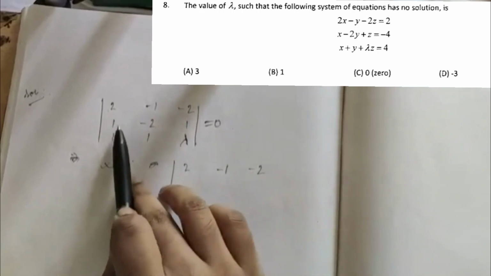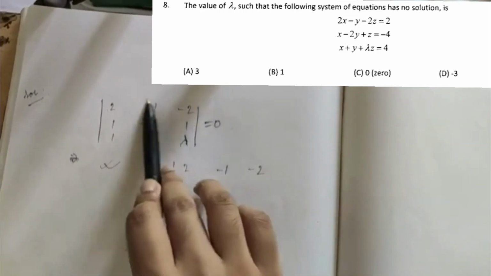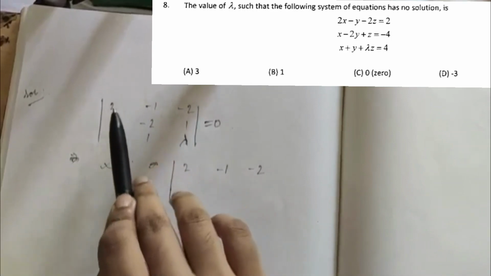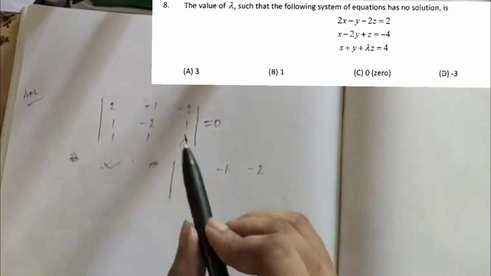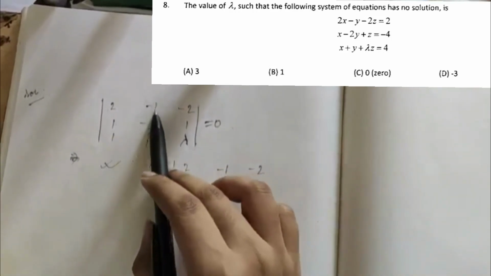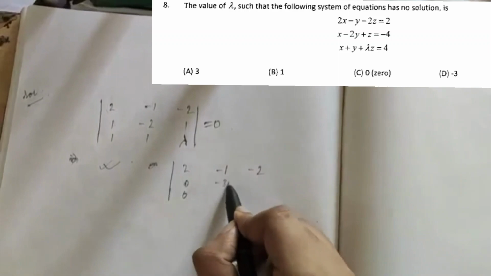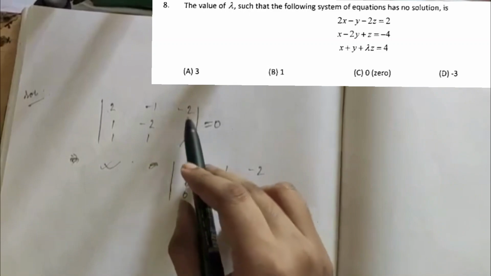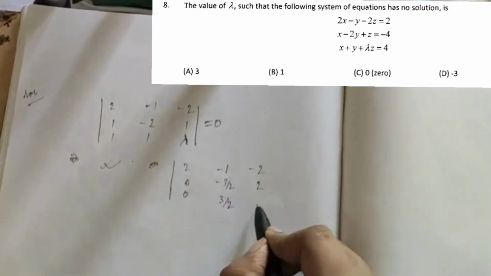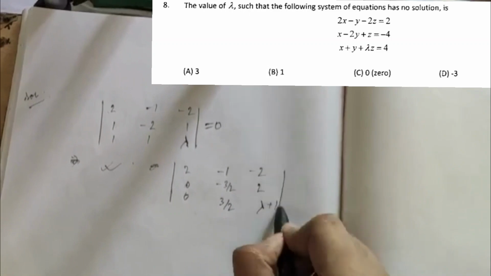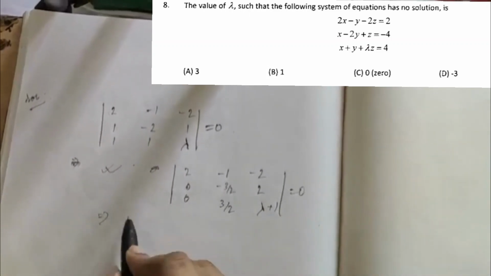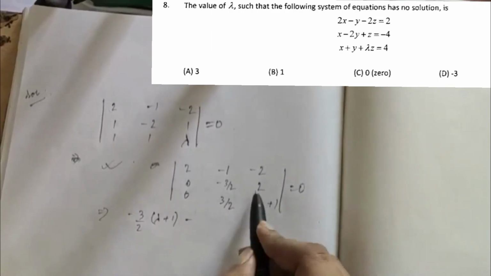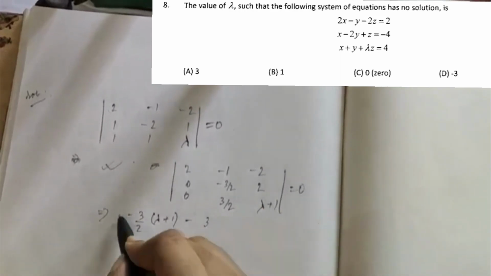I am subtracting, I am dividing row 1 with 2, that means I am halving the values, and then subtracting it from row number 2 and 3. So here it will be 0 0, and if I minus 2 plus half, then minus 3 by 2, and 1 plus half, it will come as 3 by 2, it will come as minus 1, it will come as 2, and it will come as lambda plus 1, okay, equal to 0. So here what will be the value? Minus 3 by 2 into lambda plus 1 minus 3 by 2 into 2, it will come as 3.